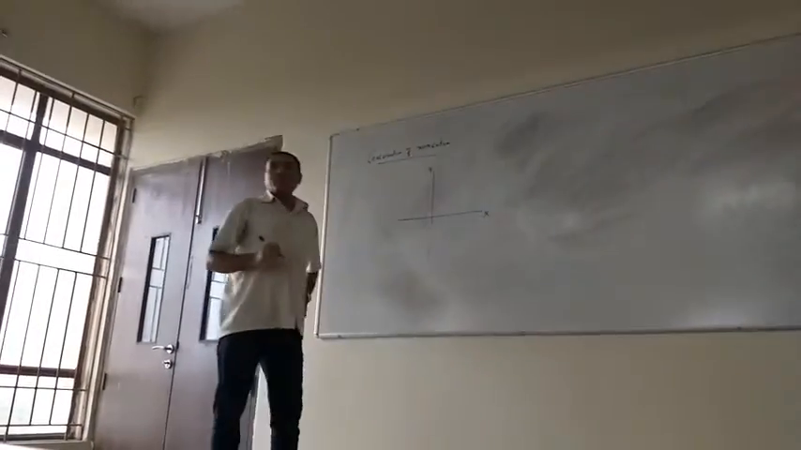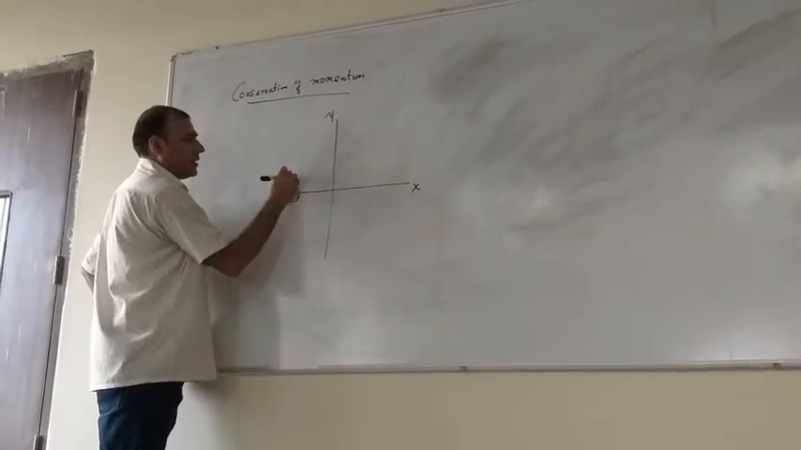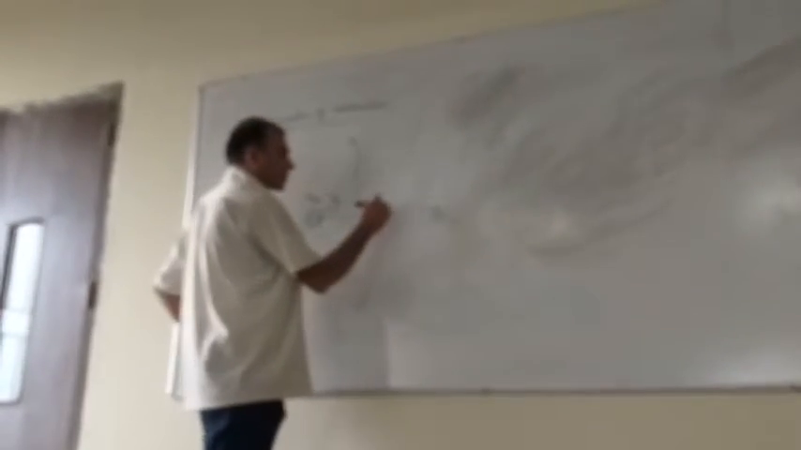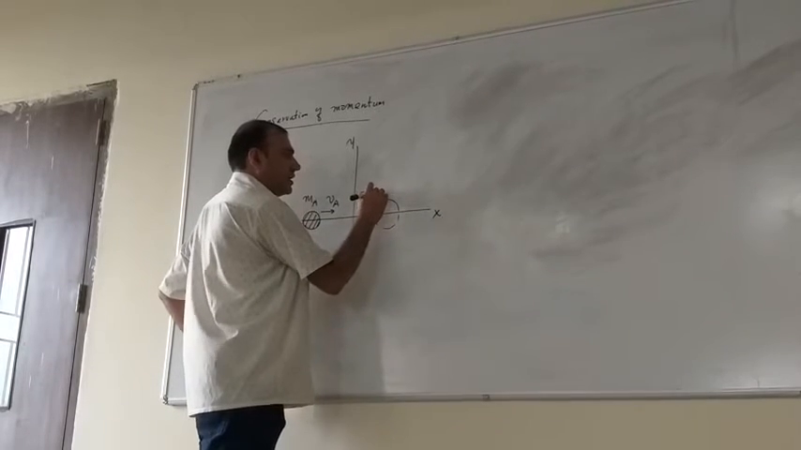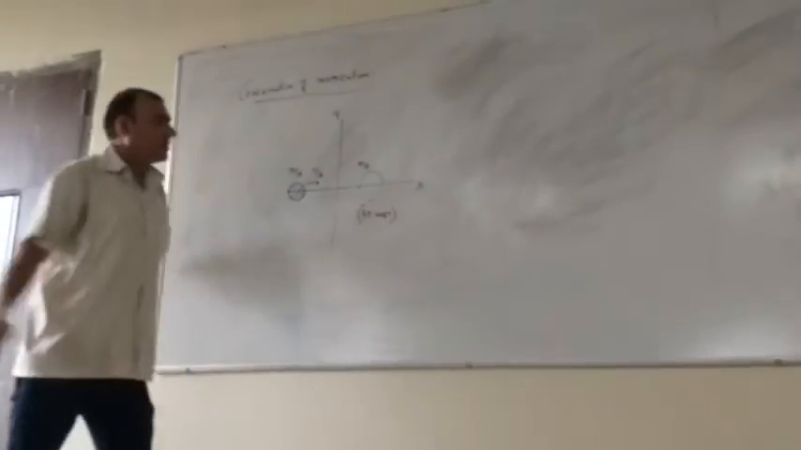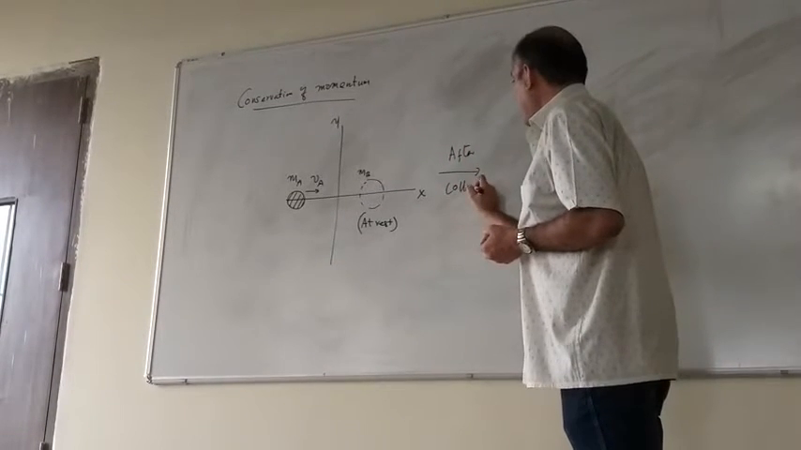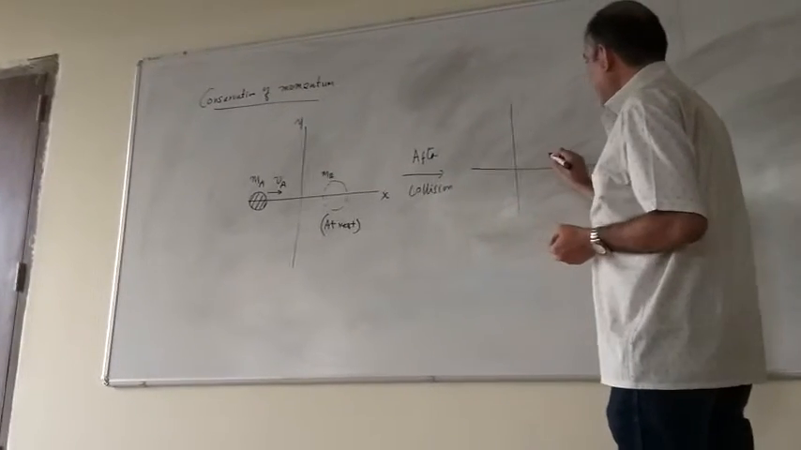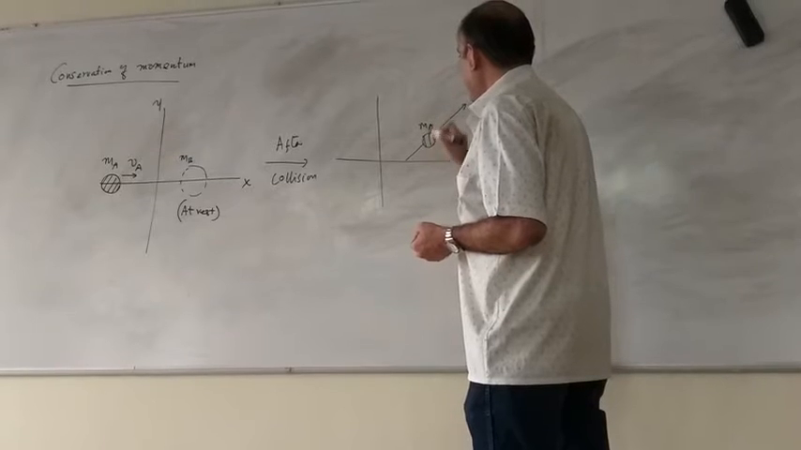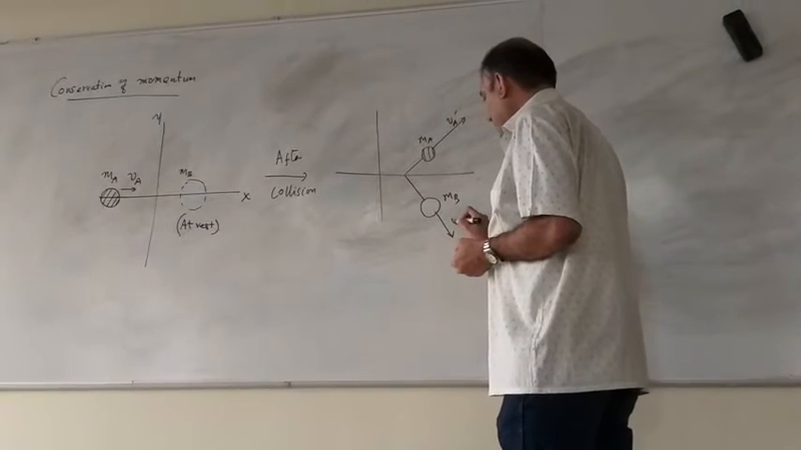So we have the standard x and y axis here. And let's say a mass MA is traveling with a velocity VA, and it's about to hit another mass MB, which is at rest to begin with. After the collision has taken place, the two masses take off in different directions. So this is A, this is MA, and this is VA prime, and this is MB moving with VB prime.